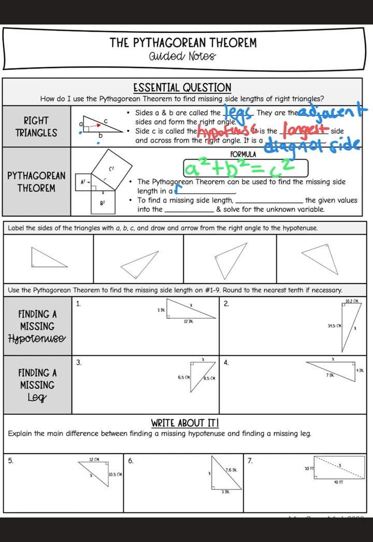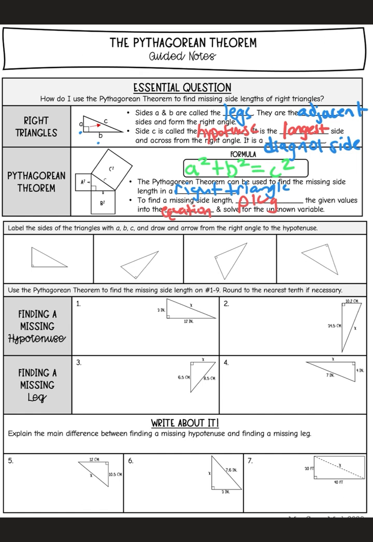So right here, I'm going to write right triangle. To find the missing side length, all we're going to do is plug in the given values into the equation, theorem, or formula, whatever you want to call it. I'm going to call it an equation, but it's a theorem, it's a formula, it's all that stuff. You're going to plug it into the equation and solve for the unknown variable. Easy enough, hopefully.